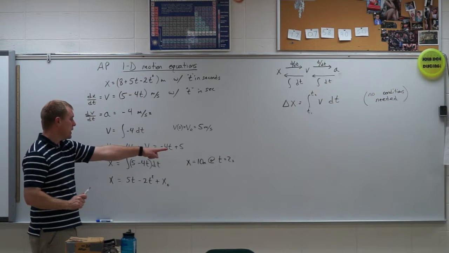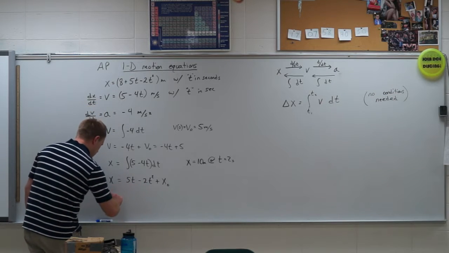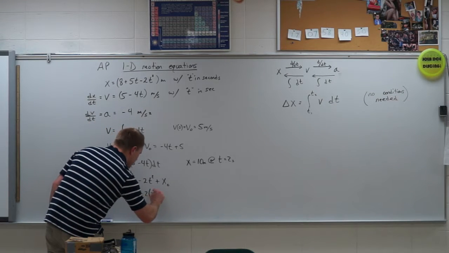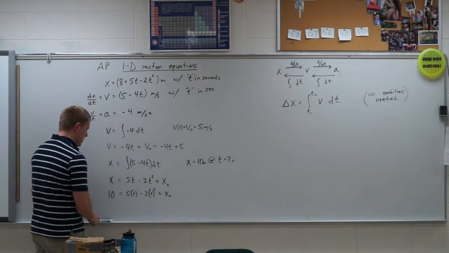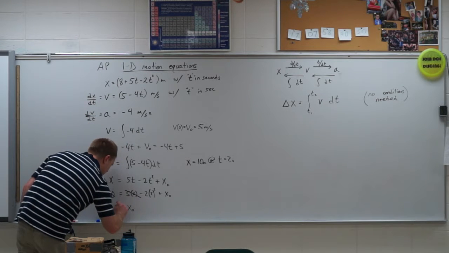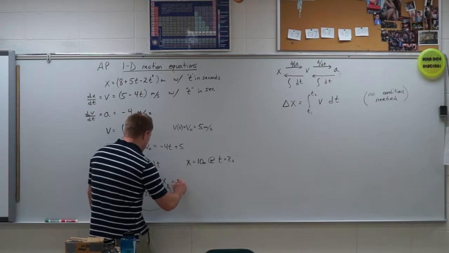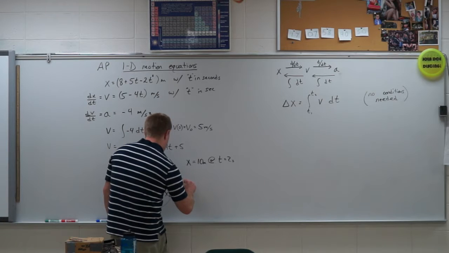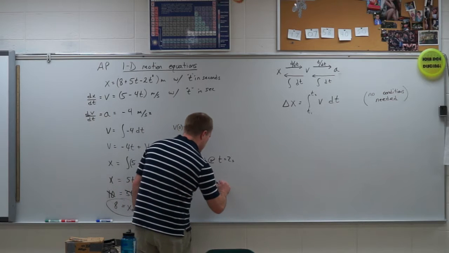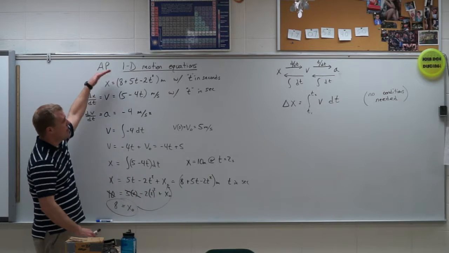Okay. So we're going to go ahead and plug 2 in here. So 10 is equal to 5 times 2 minus 2 times 2 squared plus x naught. Looks like my 10s cancel. I got my negative 8. Move it over to the other side. So x naught equals 8. Perfect. So now I know what this is, and so I can say that this is now 8 plus 5t minus 2t squared, where this is in meters with t in seconds. And so yes, that was the same as we started with.